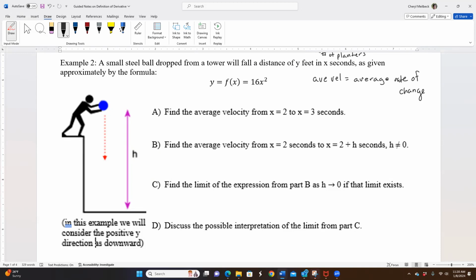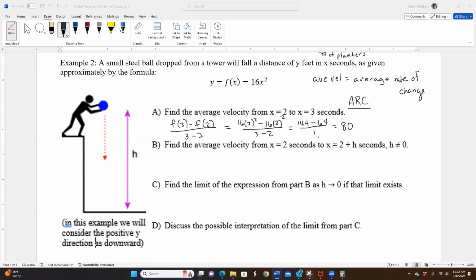Oftentimes when we refer to average rate of change, we just use ARC to talk about average rate of change. So that's what we're going to do here. Now the average velocity from 2 to 3 would be f of 3 minus f of 2 over 3 minus 2. So if we substitute 3 into this function, we have 16 times 3 squared minus 16 times 2 squared. That'll give us our y values over 3 minus 2. Let's calculate that and figure out what it is.